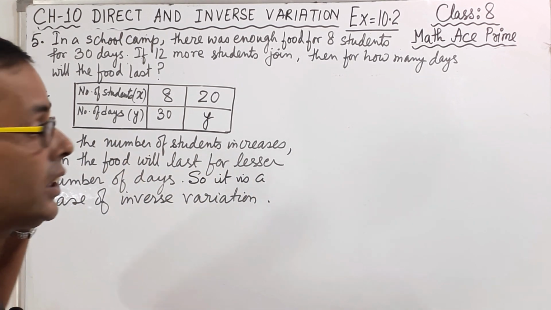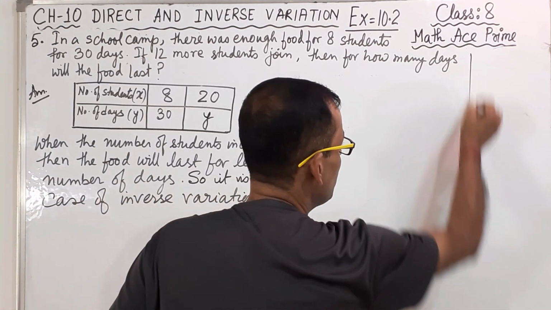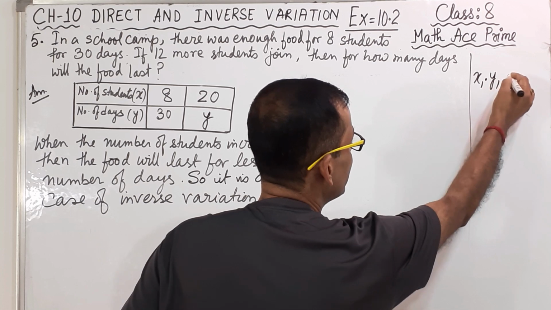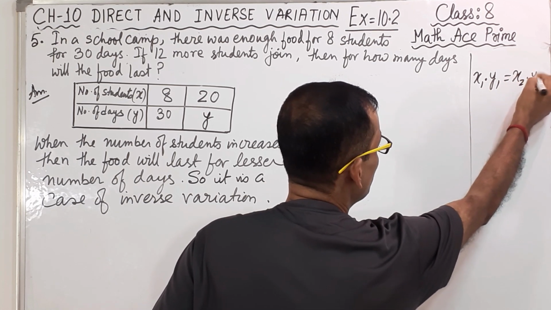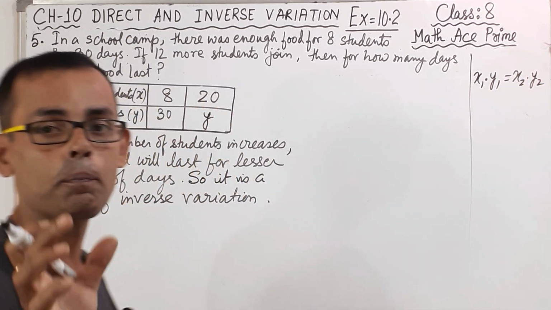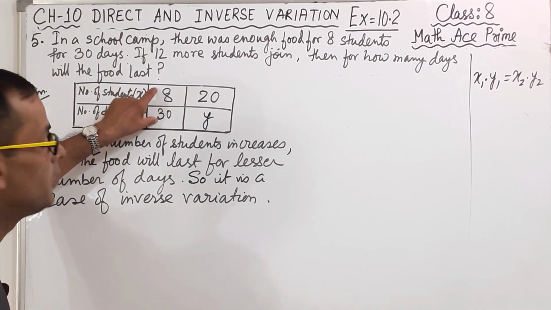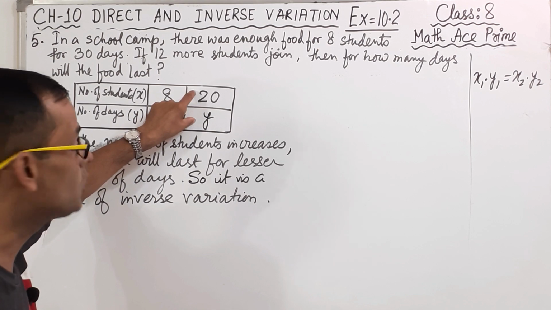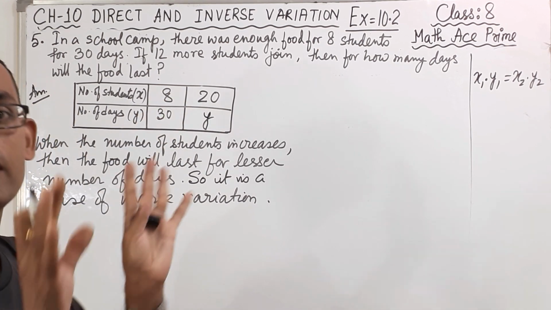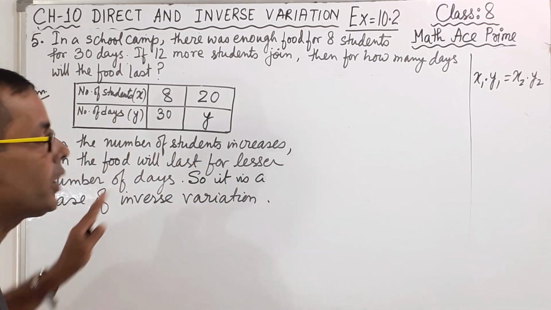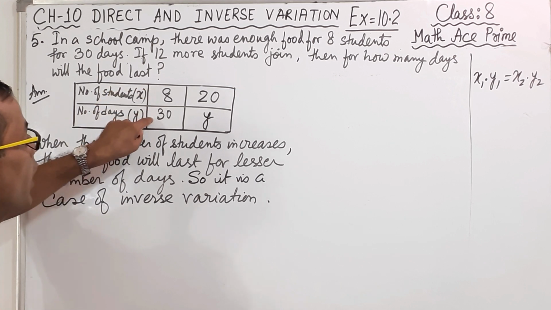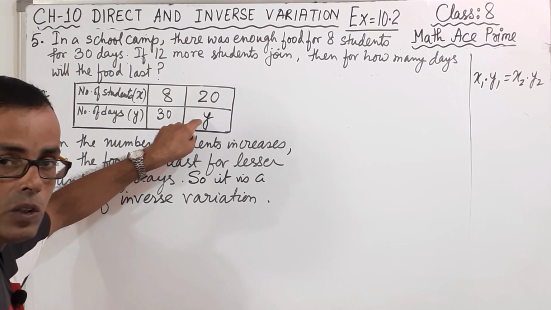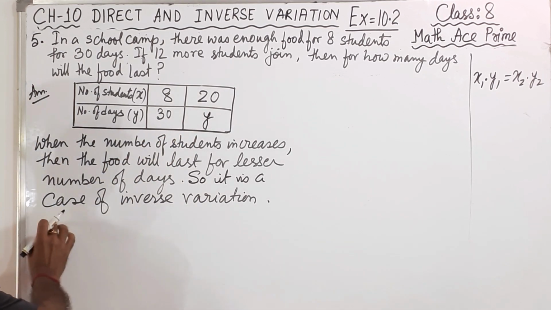And inverse variation already I have taught you. What is the formula? x1 into y1 equal to x2 into y2. That means the product of two quantities will be equal. So x1 and y1, if you multiply, that will be equal to x2 into y2. Okay, so this is the case.